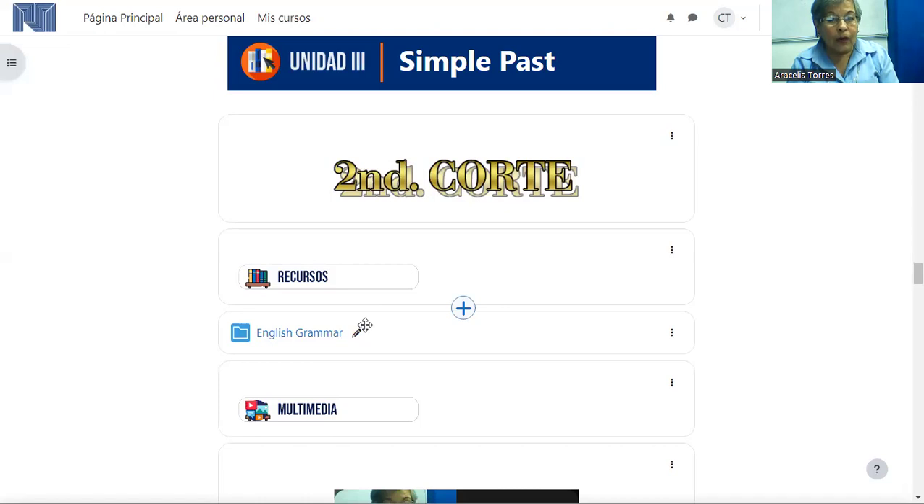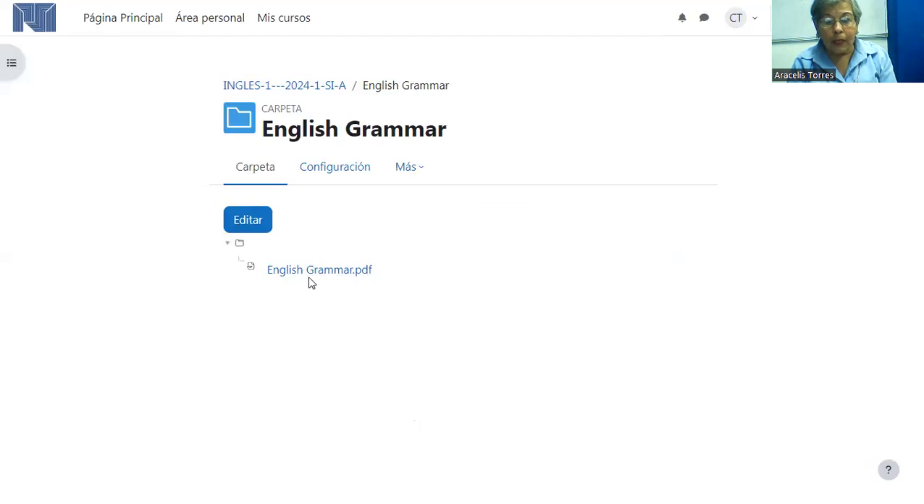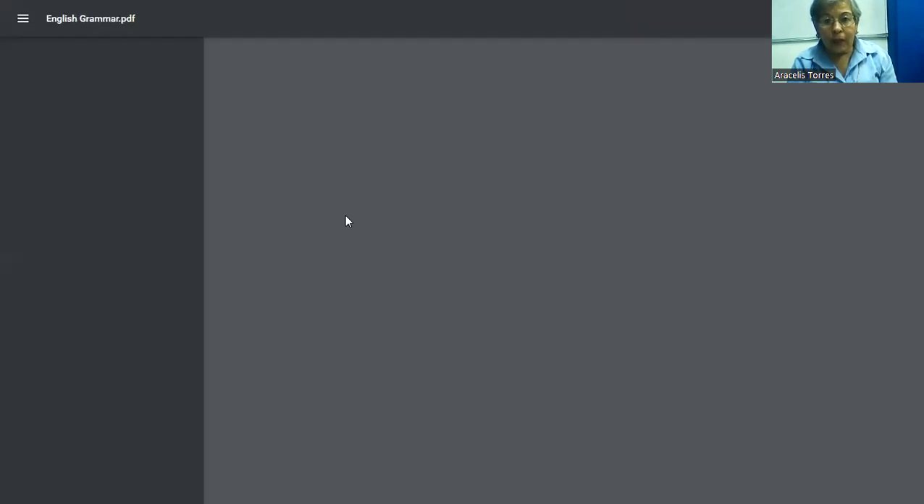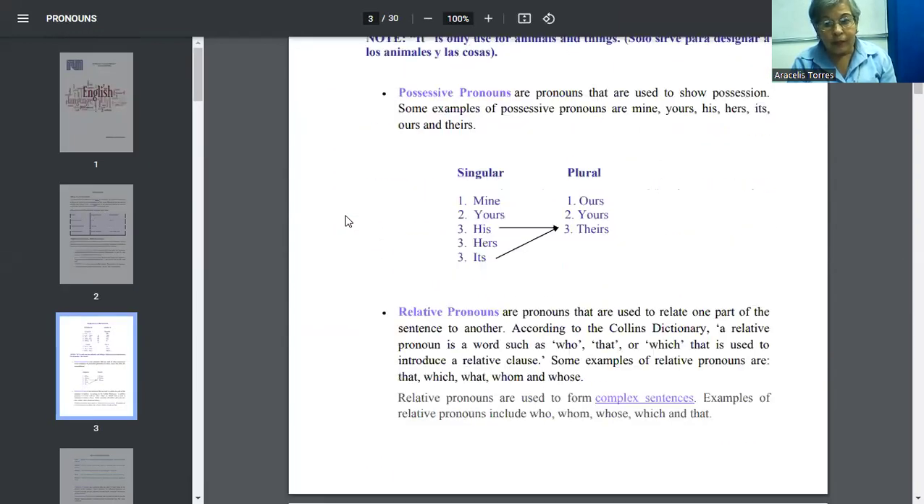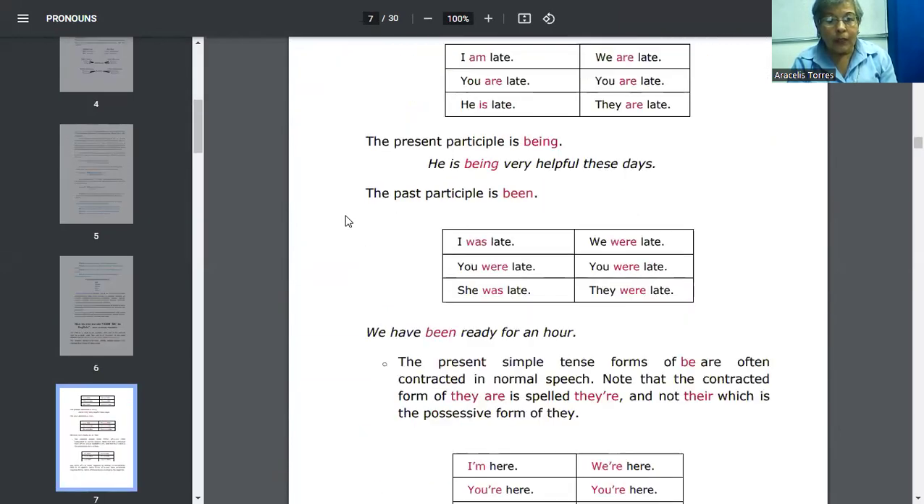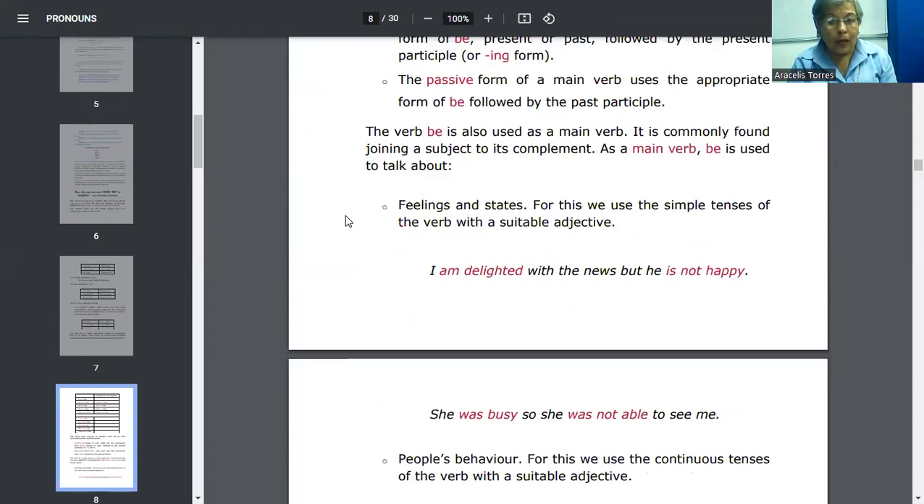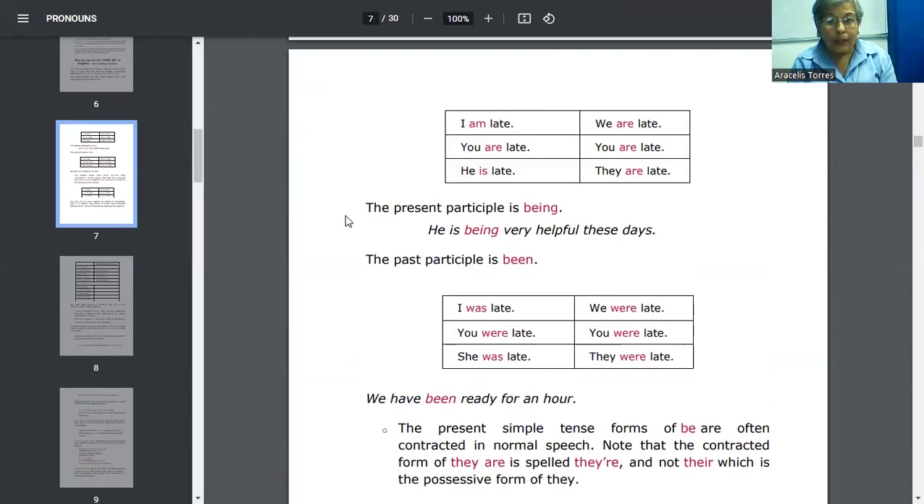Okay, here we have a material that has arrived here, so you can see it's about all the tenses. You can open it and you can find in it the simple past and how you can fill in the English exercises. You can see it's first a review of the pronouns, but here you can see how to do the simple past. Here it is.